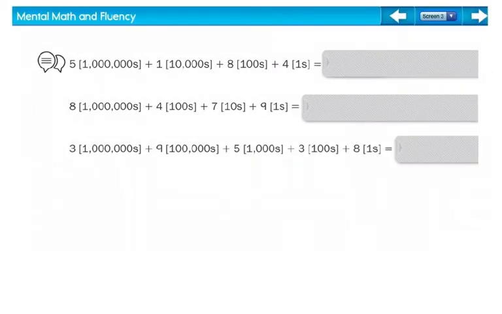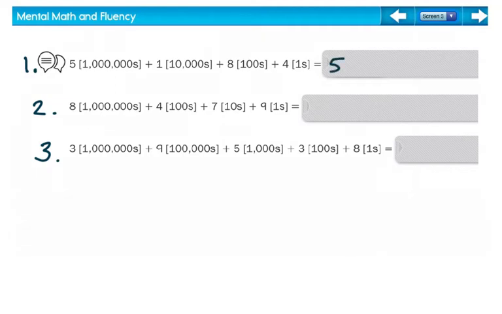Go ahead and erase your whiteboard, and I want you to try the next 3. Notice they are again written in expanded form. You're going to write them in standard form. So go ahead and pause your video and write down each of these numbers 1, 2, and 3. Pause your video now.